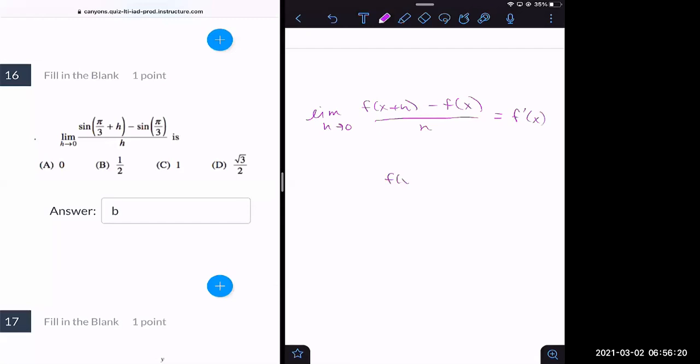So f of x is the function. So I see that and I think, okay, well, the function is sine of x. Now, they didn't write x, they wrote pi thirds. So that's the value I'm going to evaluate the derivative at. So we have to take the derivative of sine. Well, what's the derivative of sine? Cosine. So because it is the definition of a derivative, then we're just evaluating the derivative at pi thirds. So we need cosine at pi thirds, and cosine at pi thirds is a half. So the answer is B.